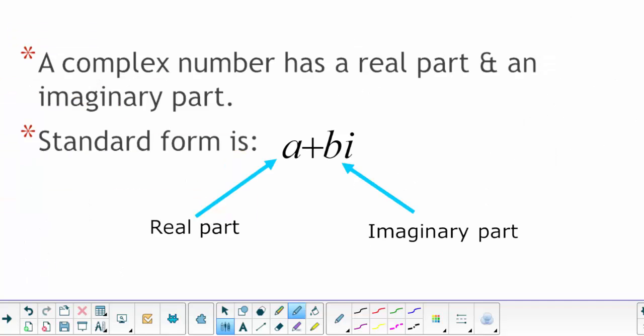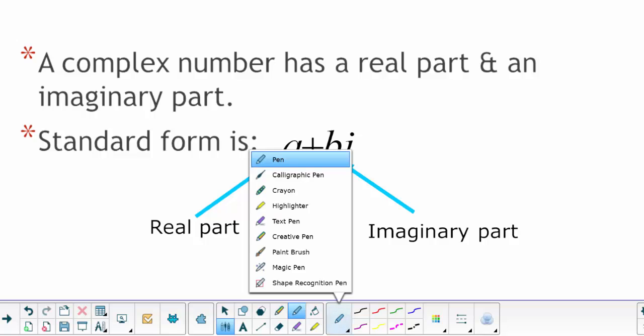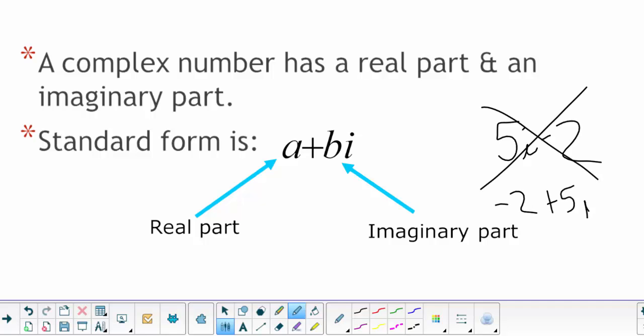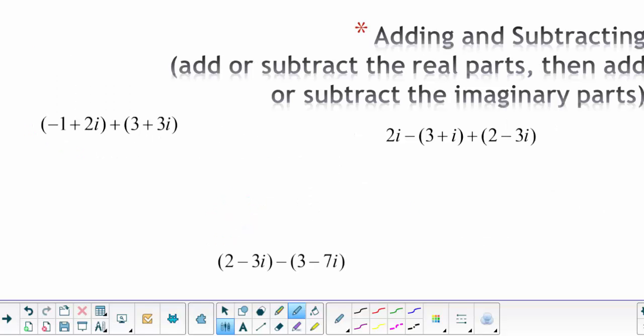All right, so a complex number is actually 2 parts. It has a real part and an imaginary part. And we always write them as a plus bi. So the real part should always go first, and the imaginary part should always go second. We don't want to write it like 5i minus 2. That is not correct. We want to write it as negative 2 plus 5i. That is the standard form.